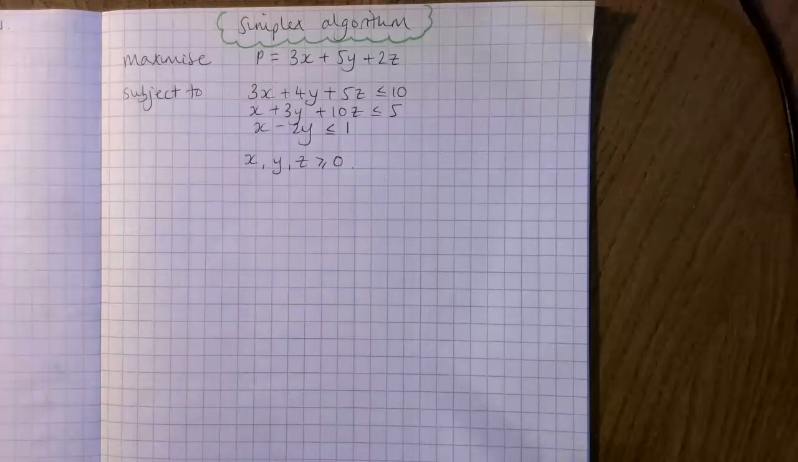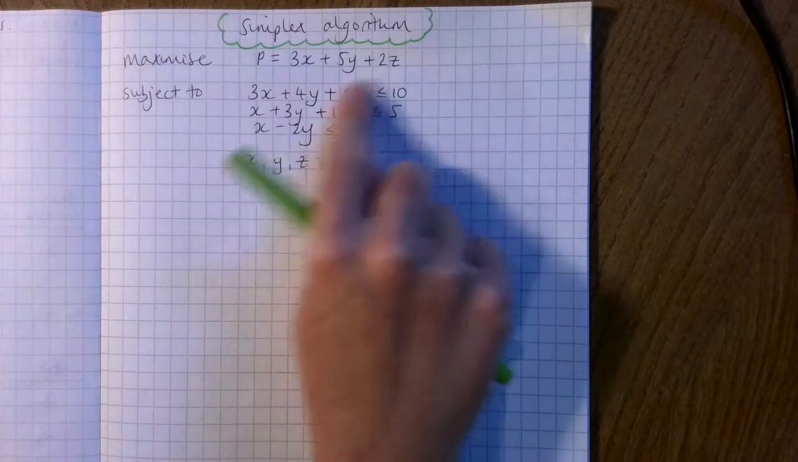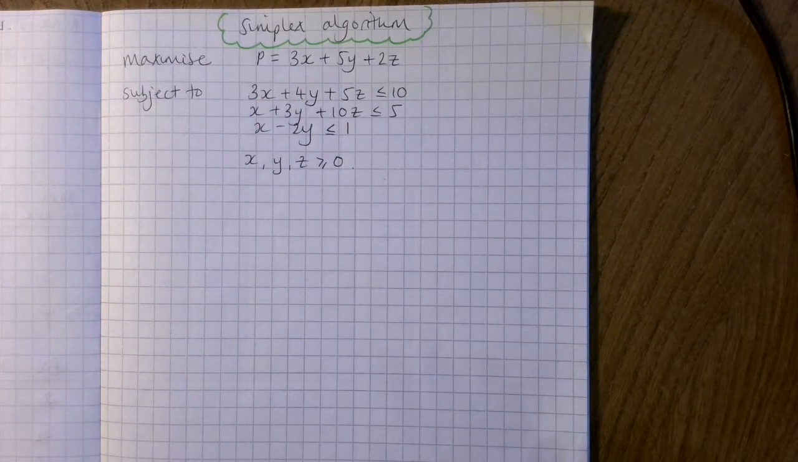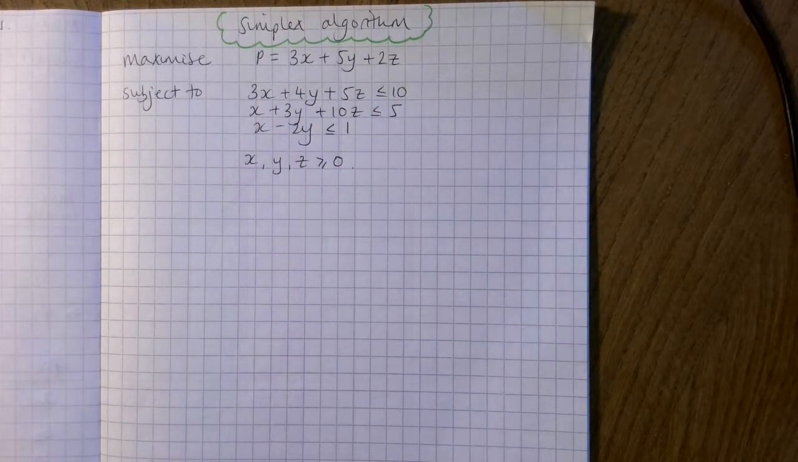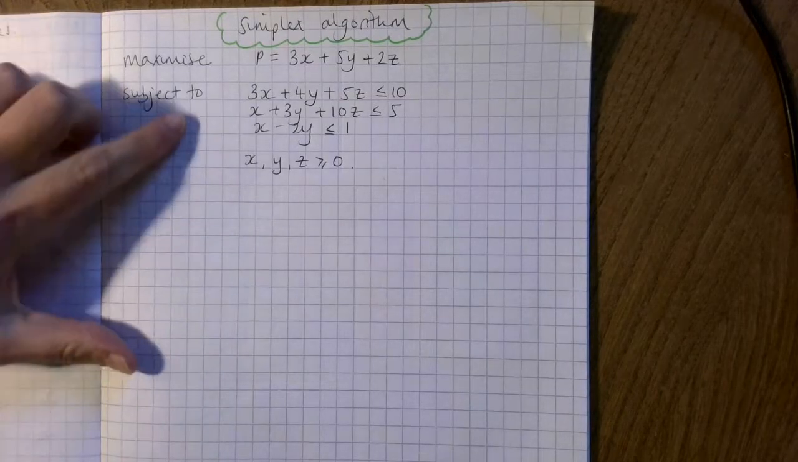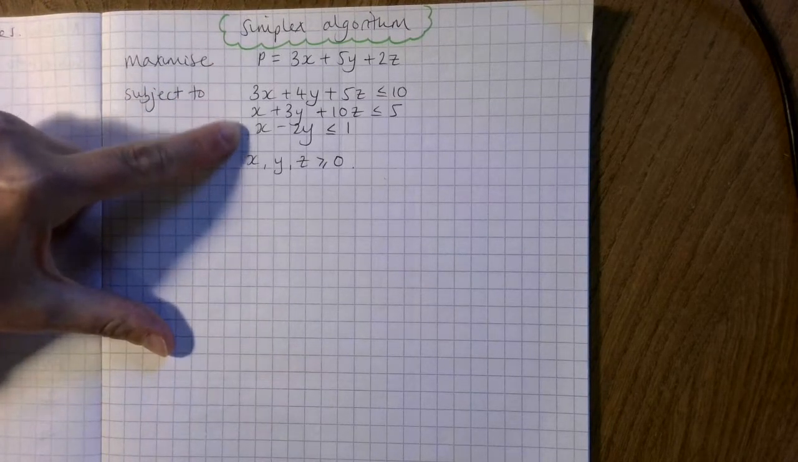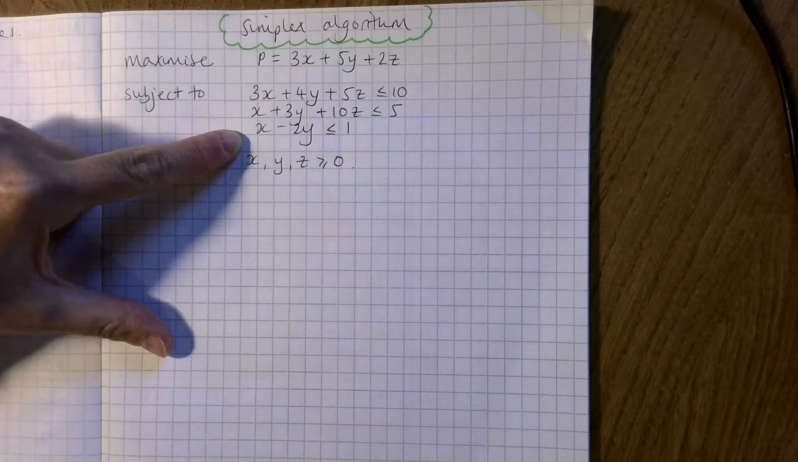This is the second lesson on the simplex algorithm. This time we're going to use one with more than two variables, so we're going to use three variables. It wants us to maximize this subject to these three constraints here.